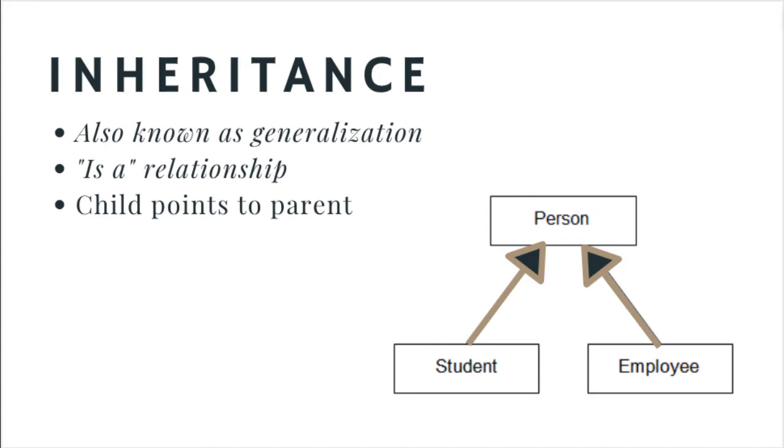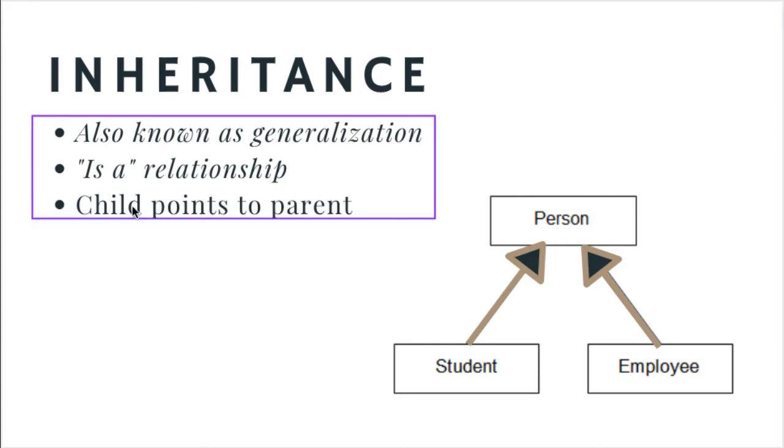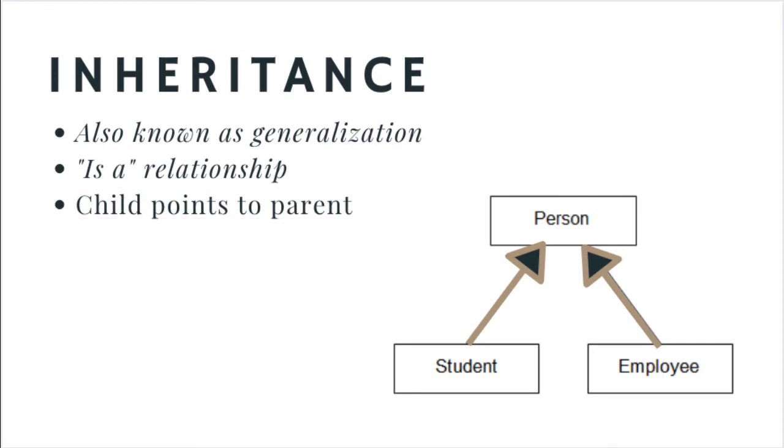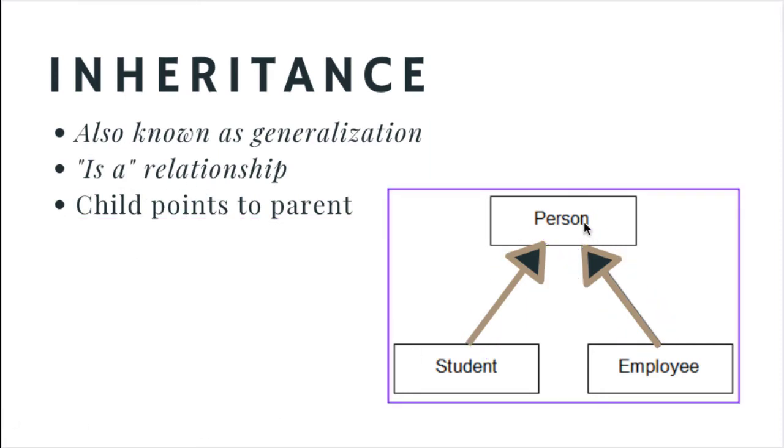Inheritance is also known as generalization and can be defined as an is-a relationship. So we have a person and a student. So a student is a person. An employee is a person. So when we are identifying our classes, we can look at them and try to use this type of verbiage. So can I say that this is a fill in the blank?